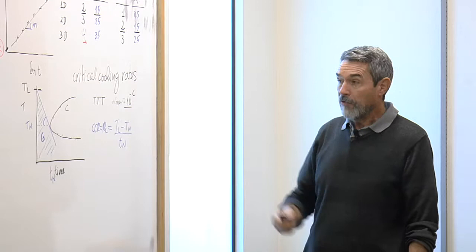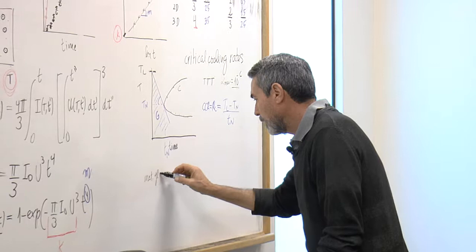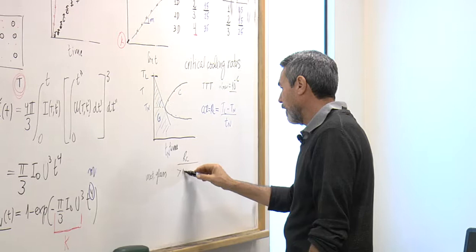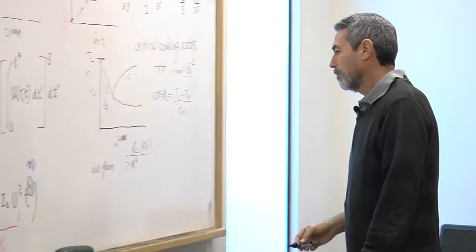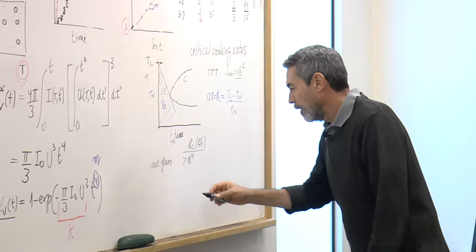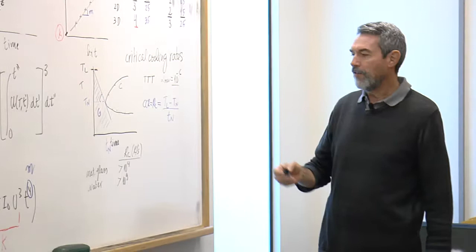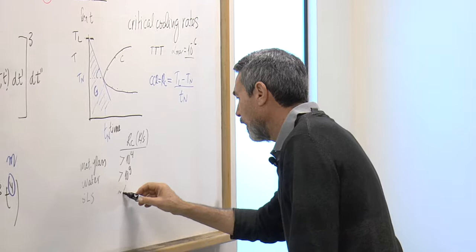If you do this, then you find that a metallic glass, which is very difficult to make, has to be cooled at a cooling rate larger than 10 to the power 4 Kelvin per second. Water, which is even more difficult, must be larger than 10 to the 9 or so, extremely difficult. A soda lime silica glass needs maybe less than 0.1 Kelvin per second.